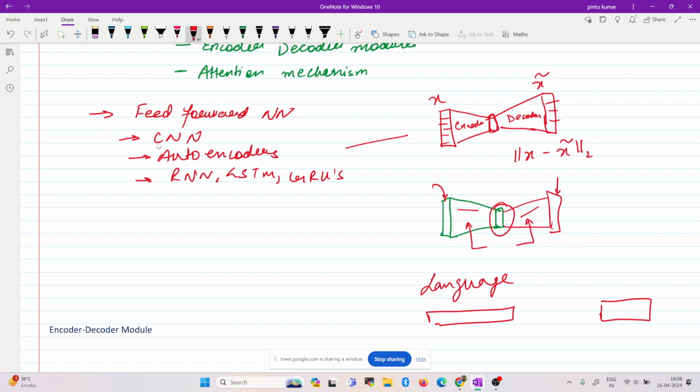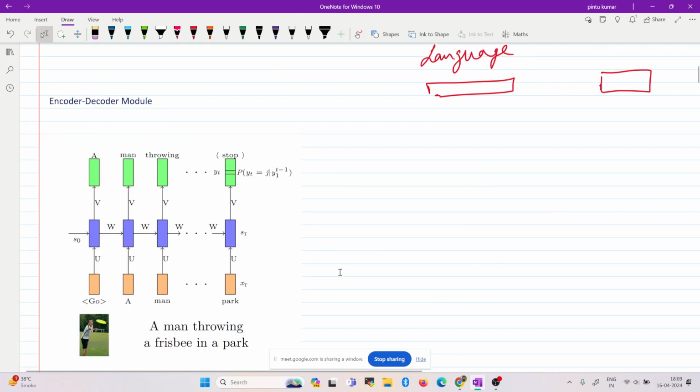Now we have almost covered all types of networks that are useful. You have the simple feed-forward neural network that you can use on IID data sets. You have CNNs that you can use on images. You have these kinds of things that you can use on sequence data, specifically language. So we can motivate a lot of applications, a lot of tasks from this sort of combination. So we'll look at what the encoder and decoder modules are.